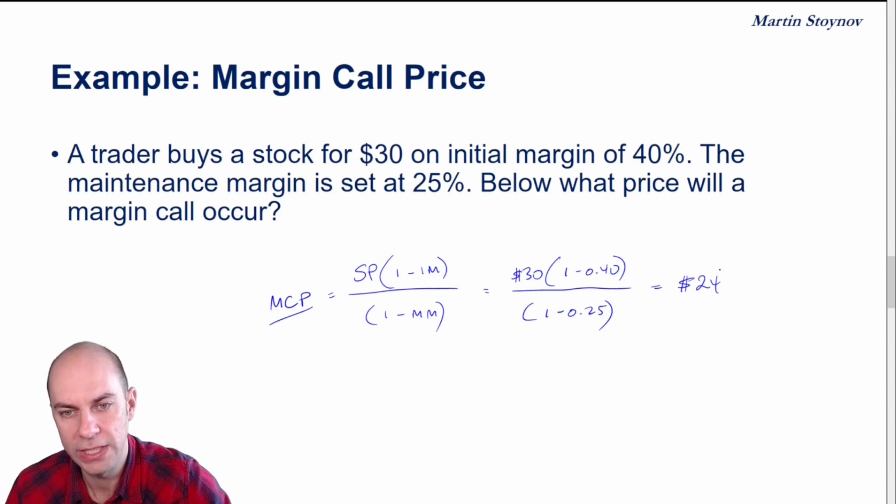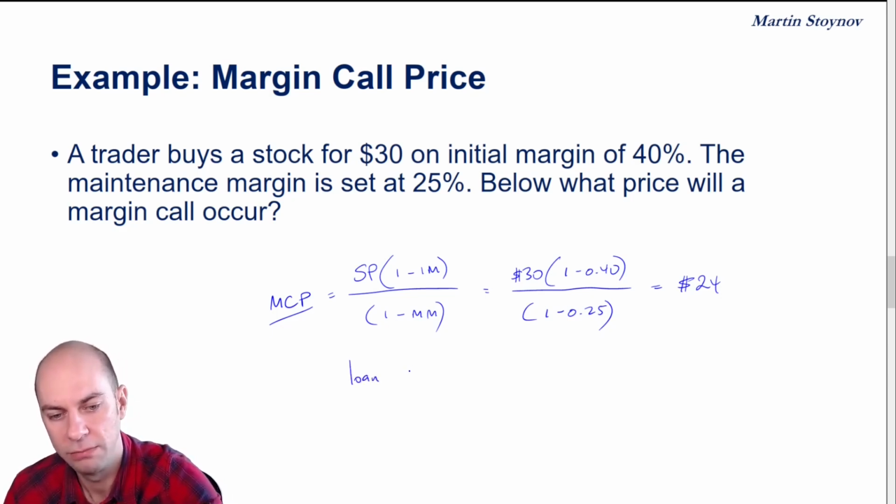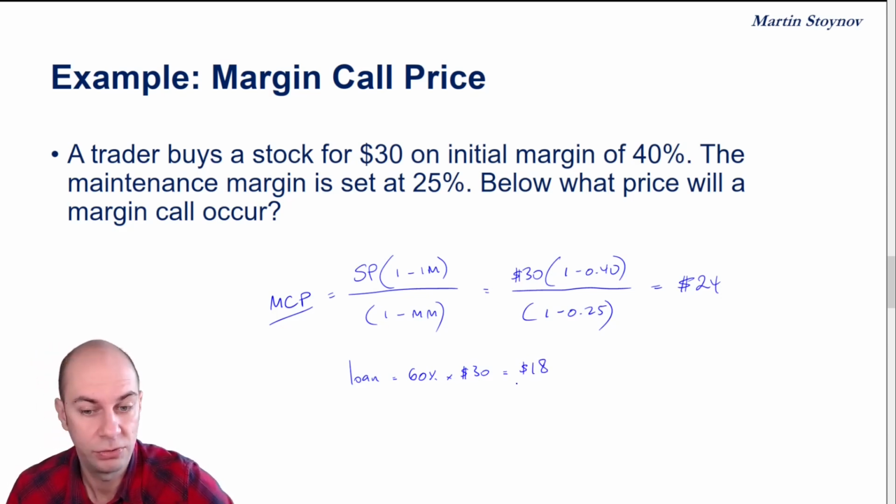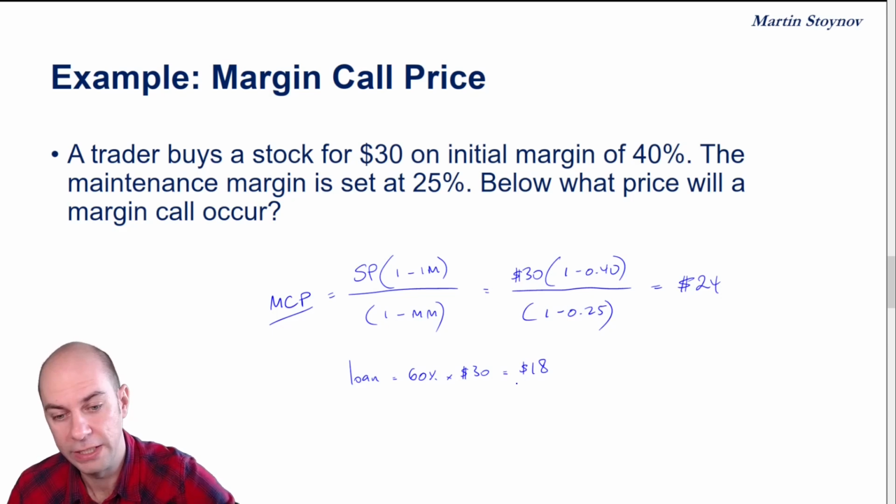So can you see here that if we are putting 40% down, then they are lending me 60%. So the loan amount must be 60% of $30, which is $18. So they're lending me $18. So right now at the start, my equity is $12. Okay. Now let me see what I need to do here.